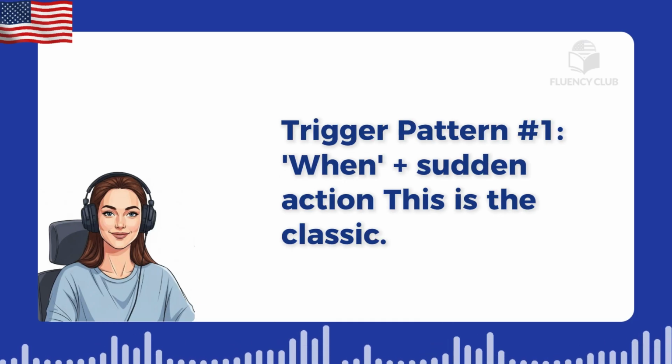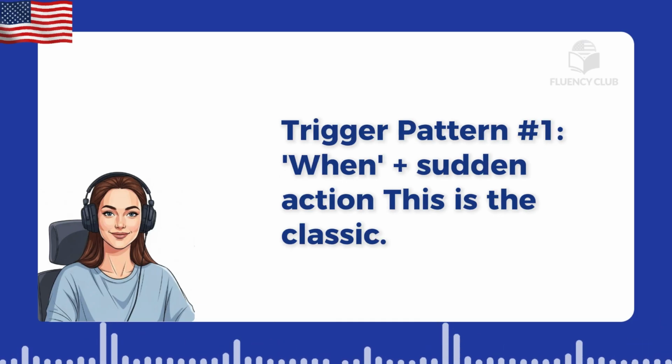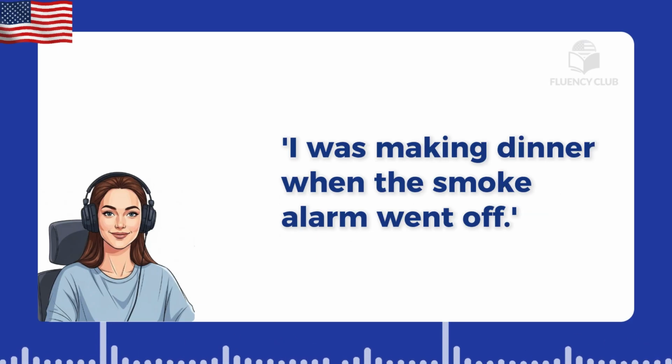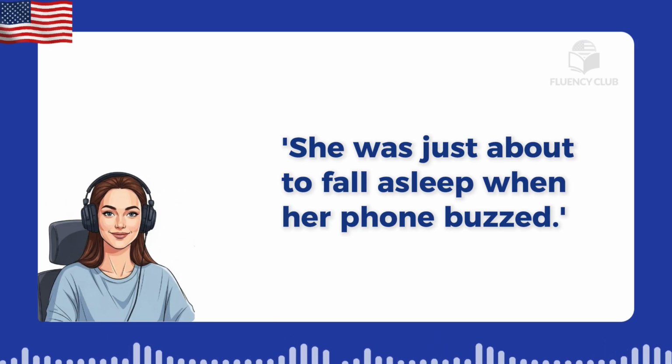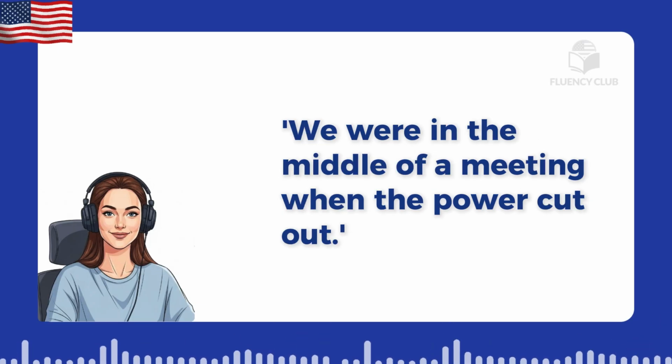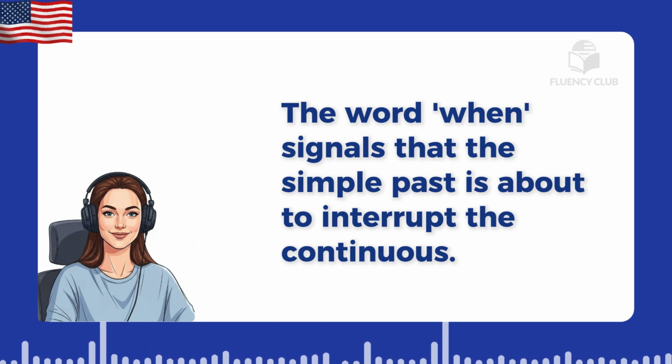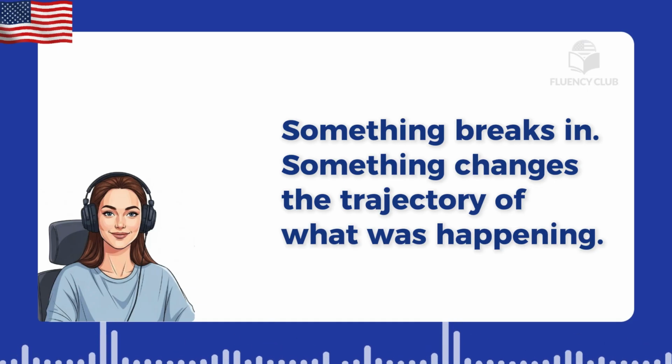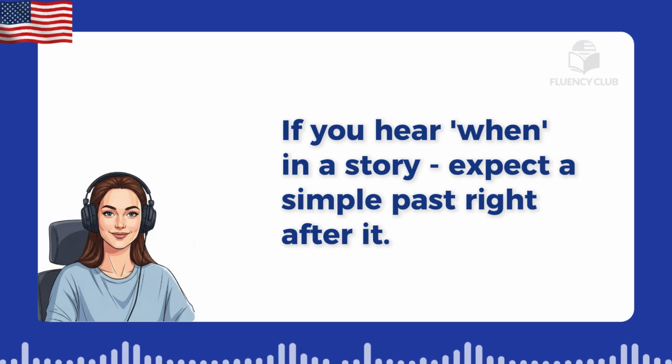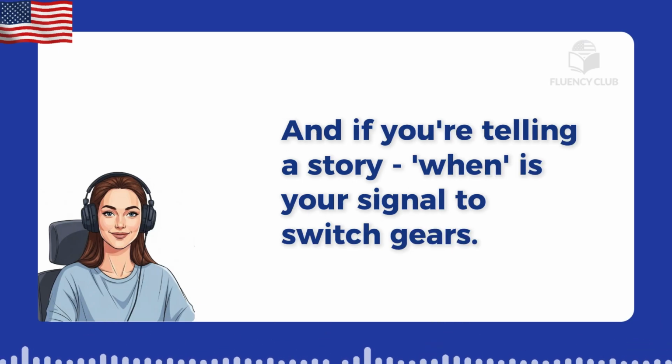Trigger pattern number one: when plus sudden action. This is the classic. I was making dinner when the smoke alarm went off. She was just about to fall asleep when her phone buzzed. We were in the middle of a meeting when the power cut out. The word when signals that the simple past is about to interrupt the continuous. Something breaks in. Something changes the trajectory of what was happening. If you hear when in a story, expect a simple past right after it. And if you're telling a story, when is your signal to switch gears.